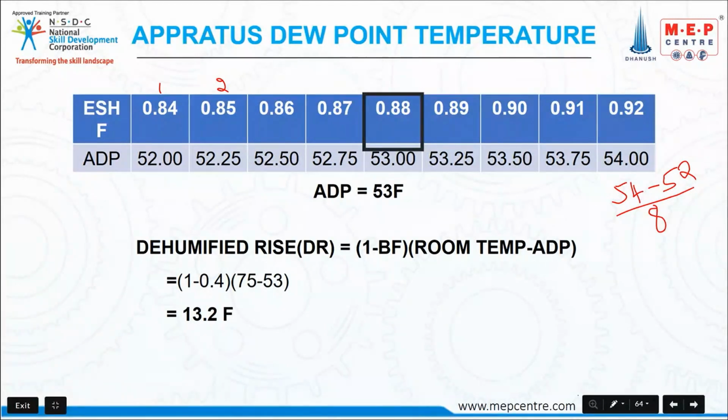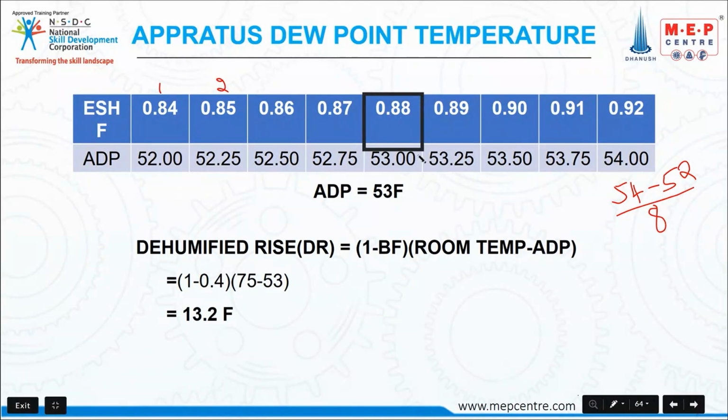Add 0.25, the mean value, everywhere. So 52 plus 0.25, 52.25 plus 0.25, 52.5 plus 0.25, 52.75, 53, 53.25, 53.5, 53.75, 54. So exactly all the values are matching here, right?